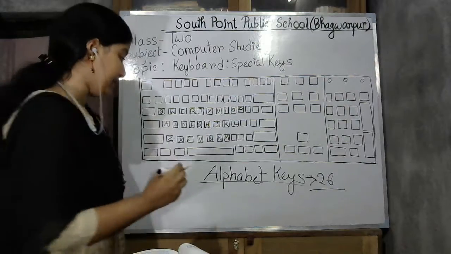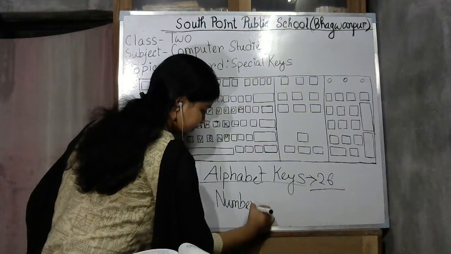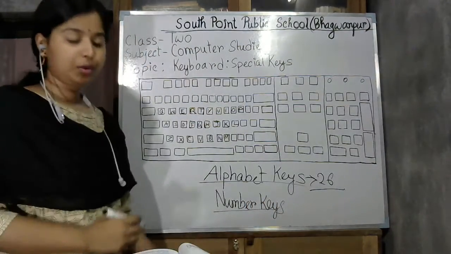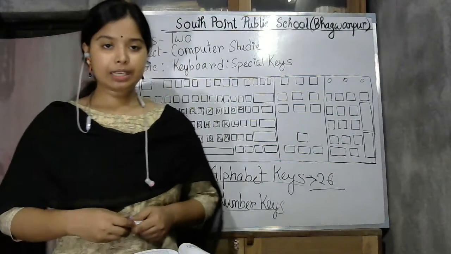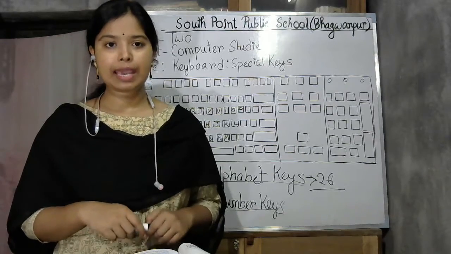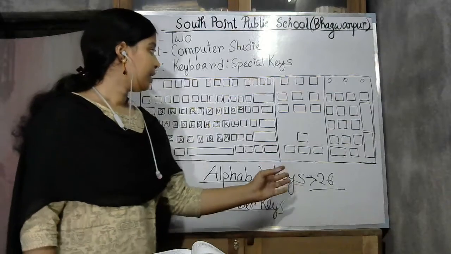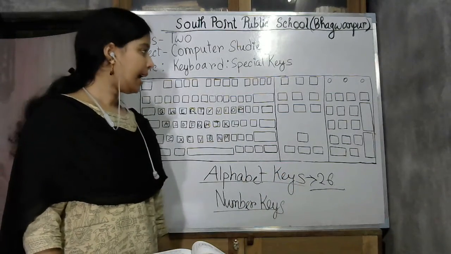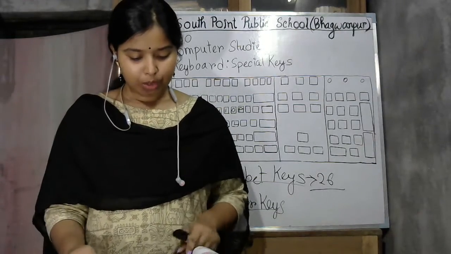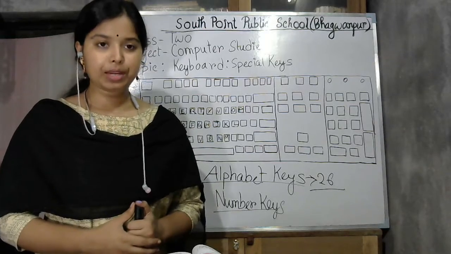Next come number keys. What is a number? You know, in mathematics we have learned numbers, and basically you have to learn 0 to 9 to form any digit numbers. Also in the keyboard, number keys are present in two parts. Look, number keys have numbers 0 to 9 on them. They are used to type numbers.